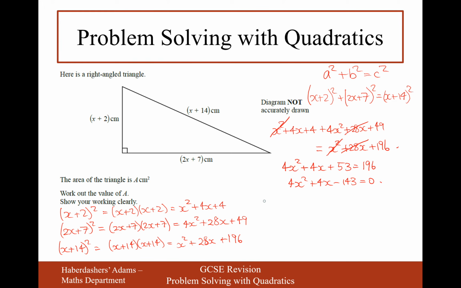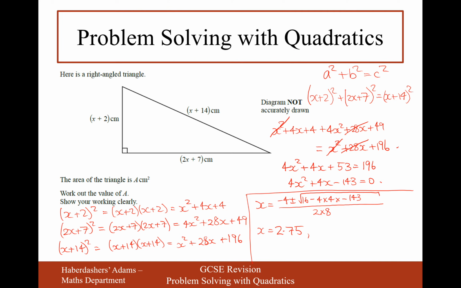Okay, so the next thing we now need to do is use the quadratic formula. So that's going to be x equals minus 4 plus or minus the square root of 16 minus 4 times a times c, over 2a. So therefore x is going to equal, open up the fraction, minus 4 plus the square root of 16, take away 4 times minus 143, over 16, and that's going to equal, well, 11 over 4, or in other words 2.75.